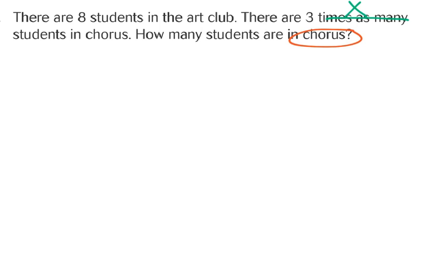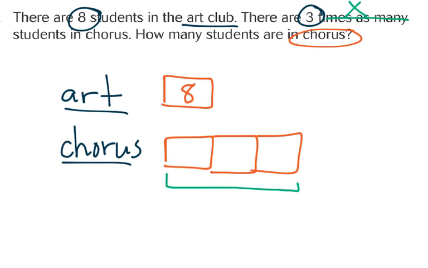Now I need to figure out what I'm going to be multiplying. 3 times what? Well, the art club is the only other option, and there were 8 students there. So 3 times 8 is what I'm going to be looking at. So if I have a little graph to help me, it would look something like this. I have 8 students in art, and each of these boxes represents the same value. So I have 8 three times to represent chorus. And this is my missing value.